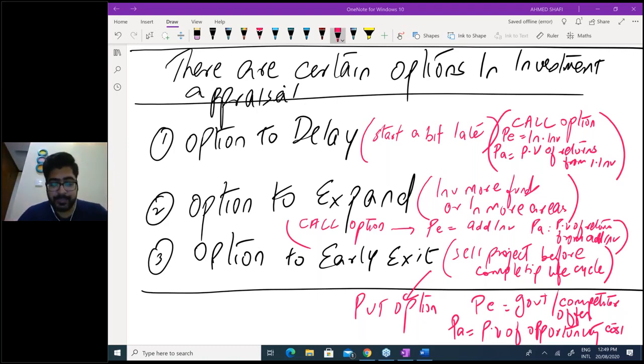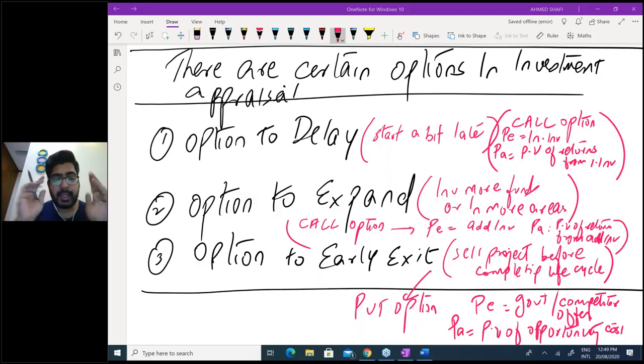Learn these, okay? In case of option to expand, there's always an option that when I'm investing somewhere, I can invest in more areas, more funds. Since it also involves not selling but investing, buying, it's a call option. PE is the additional investment, and PA is the present value of returns from additional investment.